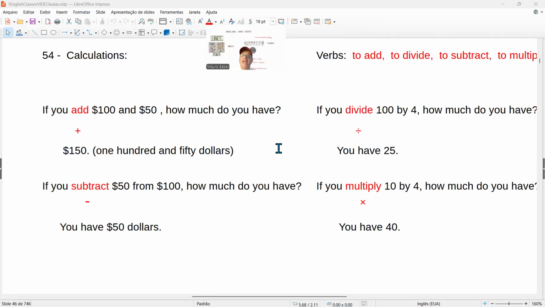Perfect. If you add 25 cents and 75 cents, how much do you have? The same thing, right? A mesma resposta, the same answer. If you add 25 cents and 75 cents, you have $1. Perfect! Agora, ao invés de somar, nós vamos diminuir.